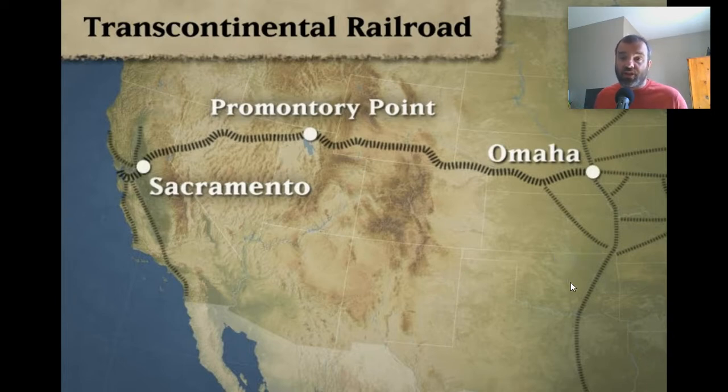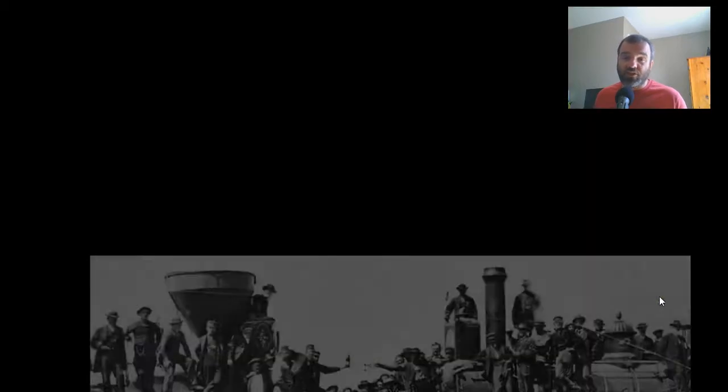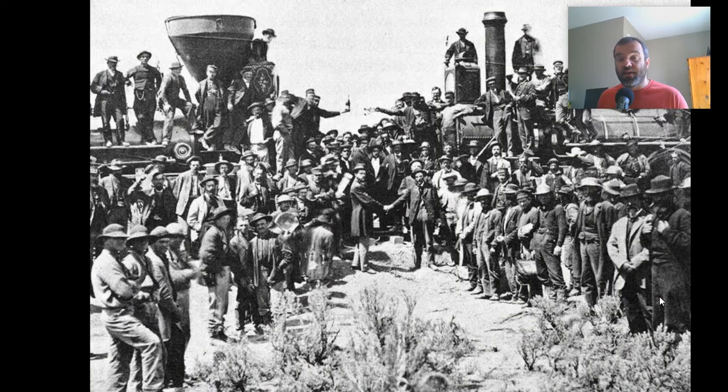So the Transcontinental Railroad is a really important part of U.S. history, and it's also an example of how the government plays a role in trying to spur the private businesses and the economy by incentivizing certain behaviors.